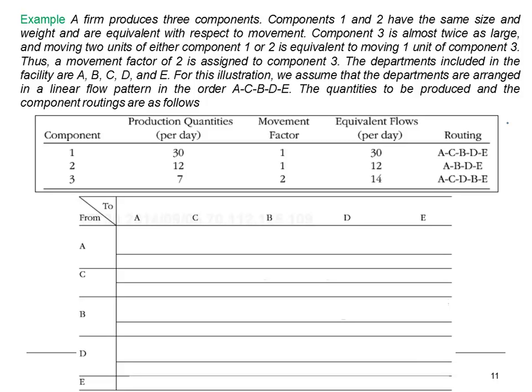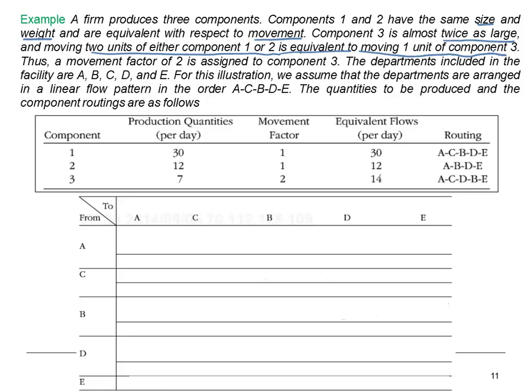So let's look at this example. Here we have a firm that produces 3 components. Components 1 and 2 have the same size and weight and are equivalent with respect to movement. Component 3 is almost twice as large, and moving 2 units of either component 1 or 2 is equivalent to moving 1 unit of component 3. So again, we are trying to find an equivalent measurement that we can use to quantify the flow. So a movement factor of 2 is assigned to component 3.